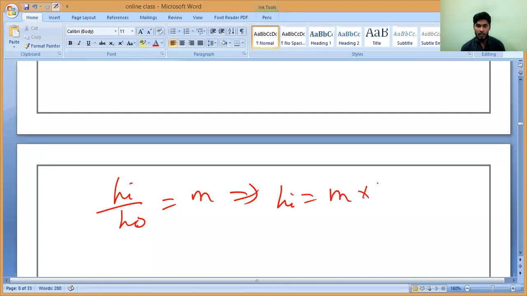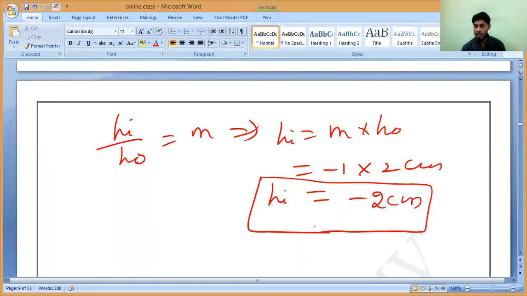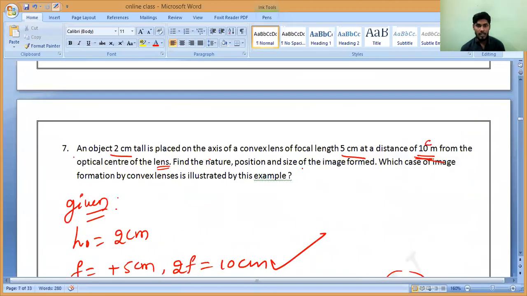Image height is equal to magnification times the height of the object, which is minus 1 into 2 centimeter, which is equal to minus 2 centimeter. So which case is this illustrating? It is illustrating case number 4. That is the answer you should write for this: it is illustrating the case of image formed by a convex lens.